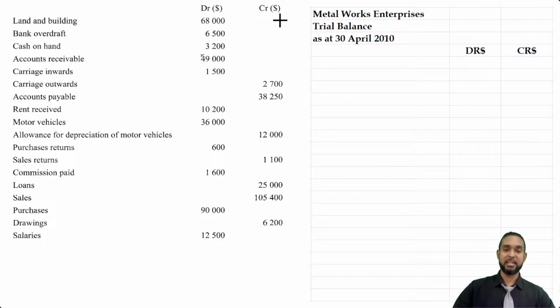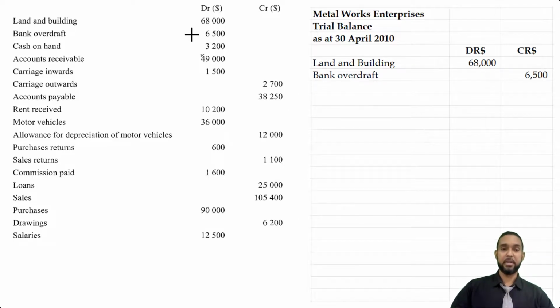So land and building is an asset. Assets have debit balances. So that one seems to be in the right column. Bank overdraft. Now, bank overdraft is in the debit column, but bank overdraft is a liability. That's where we spend more money than we have in the bank, and the bank had to lend us money in order to spend. So therefore, we owe the bank money. And anytime we owe anybody money, that's a liability. So this should be in the credit column. So we're going to put that there.